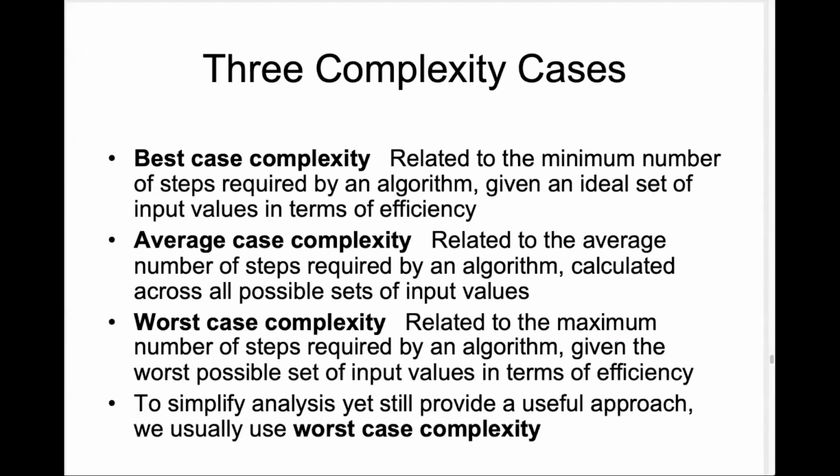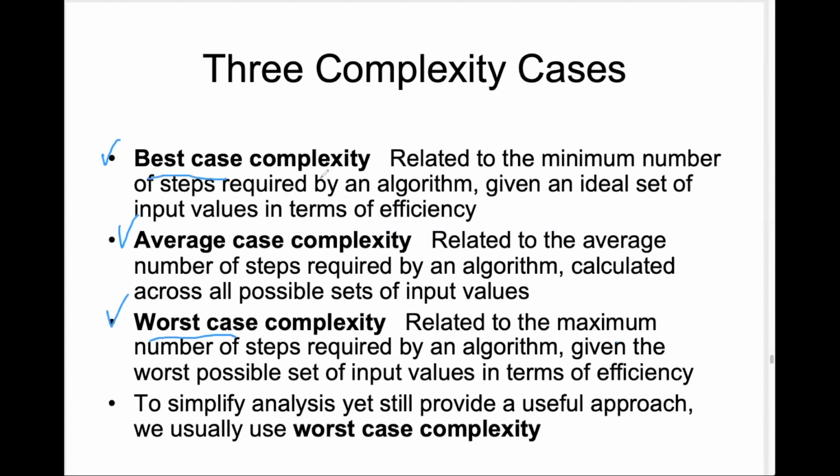Let's piggyback off of the Alice and Bob video and the constant operations video that we just had. Now let's study the three different types of complexity cases. There are three: the best case, average case, and then worst case, right?